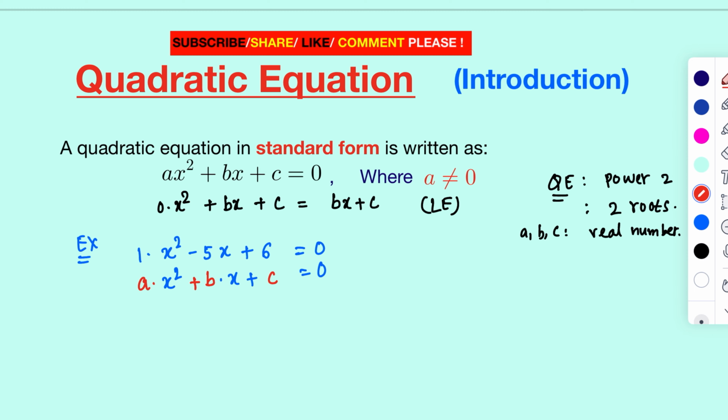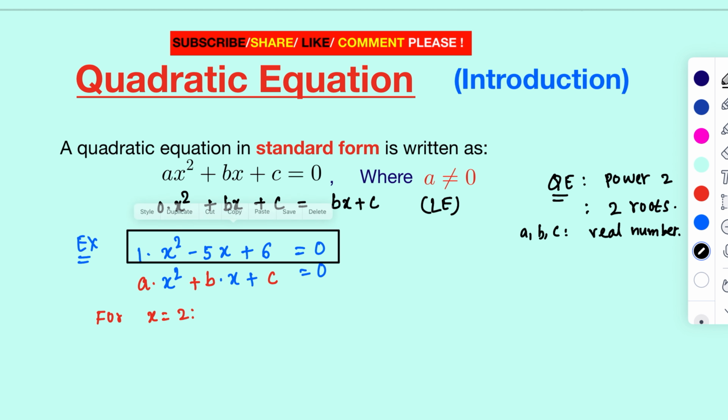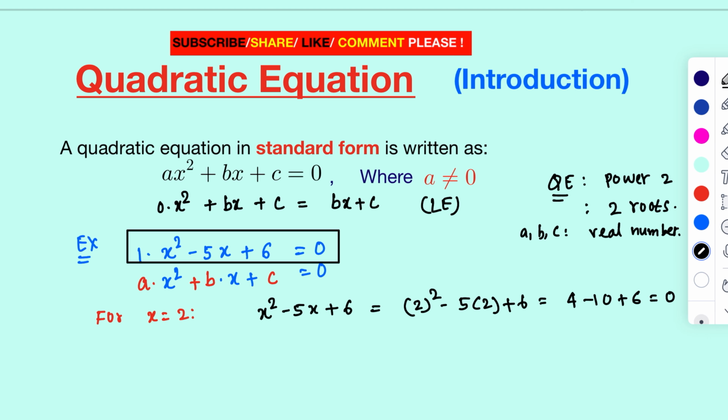So for this quadratic equation, if we take x is equal to 2, suppose, then the equation x square minus 5x plus 6 will be equal to 2 square minus 5 into 2 plus 6, which is actually equal to 0. You see, that is 4 minus 10 plus 6, which is equal to 0. So x square minus 5x plus 6 is equal to 0 is satisfied. So x is equal to 2 is the root of this quadratic equation.